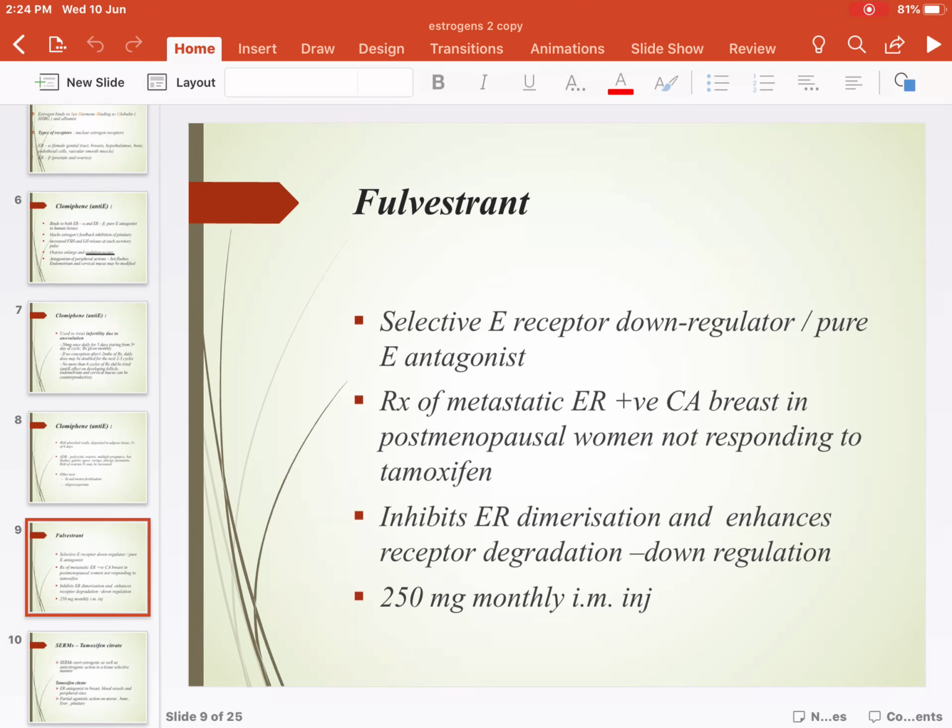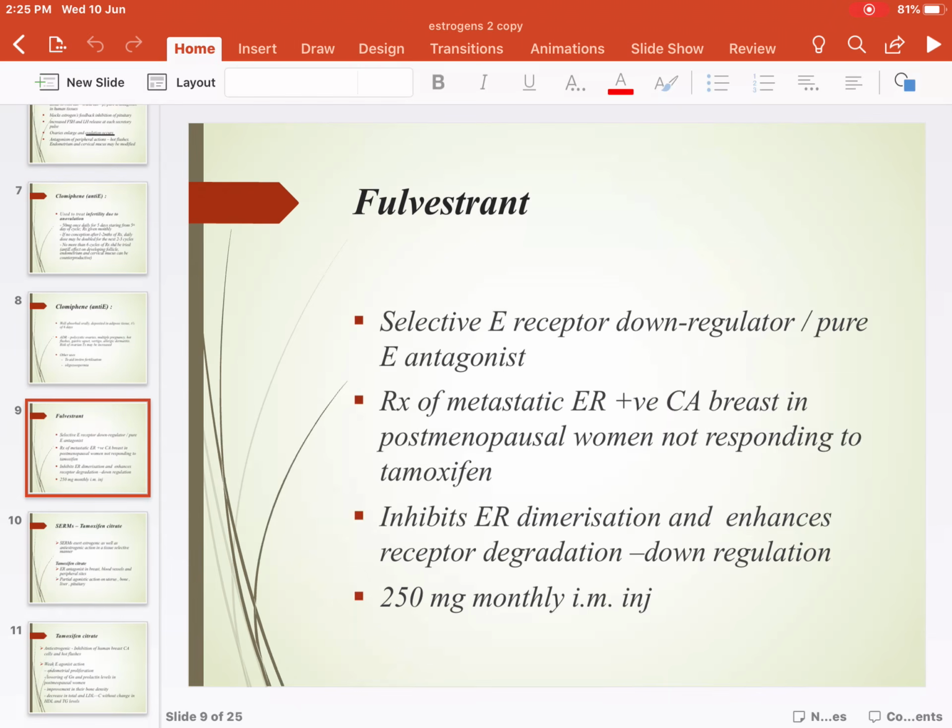In the last class, we learned about once estrogen binds to the receptor, two of them are going to come together, what is called as dimerization, and this is going to bind to the ERE site in the nucleus. This dimerization of the estrogen receptor is inhibited by fulvestrant. Hence, action of estrogen is not there. That is why it's called as a down regulator. Whereas clomiphene citrate is an estrogen receptor blocker or antagonist. It blocks the receptor. This is a down regulator.